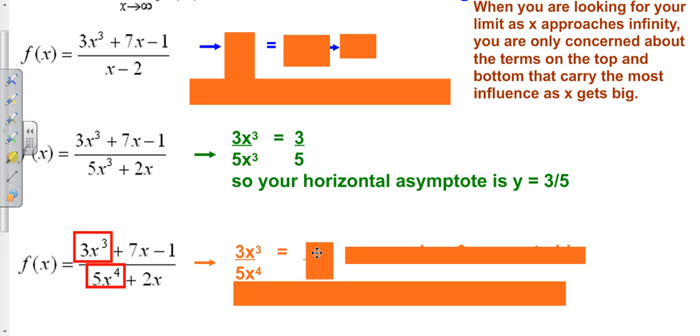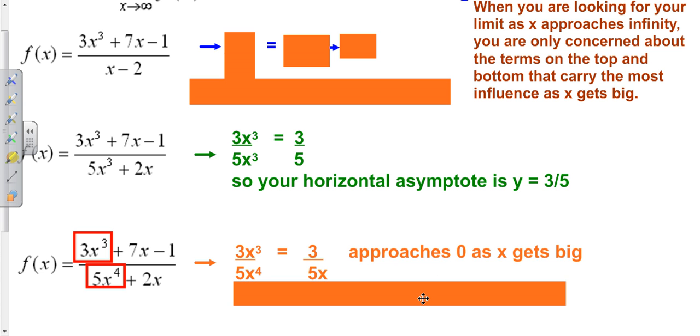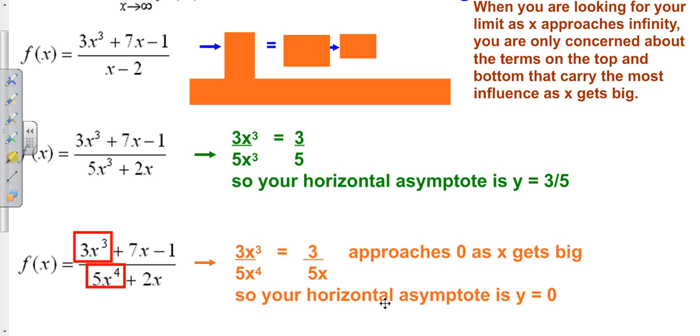That does simplify down to a 3 over a 5x. This is not just a number because we have a variable left. So then you've got to think, what happens as x gets really, really big? Well, then it would be 3 over some huge number. 3 divided by something really huge is something close to 0. So we'd have a horizontal asymptote of y equals 0.